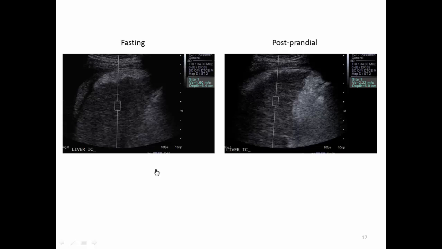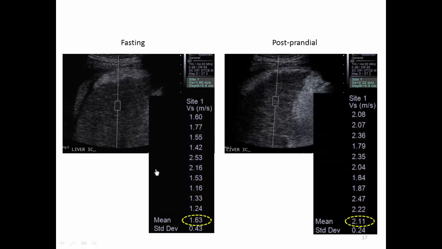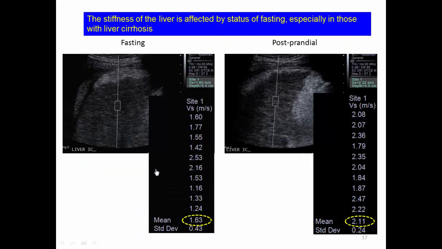And other physiological status also may affect liver stiffness as well. In this case, we can see a patient with liver cirrhosis. We measure the shear wave velocity during fasting and postprandial status. We take 10 measurements, and the mean value shows that there is significantly increased liver stiffness in the postprandial status. The stiffness of liver is affected by the status of fasting, especially in those with liver cirrhosis.